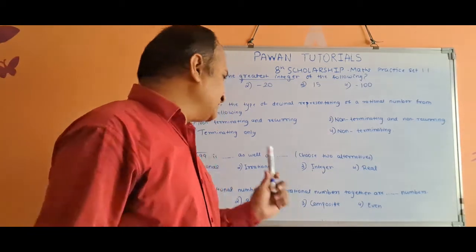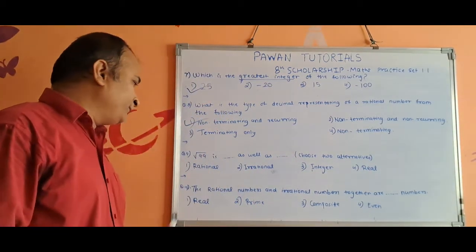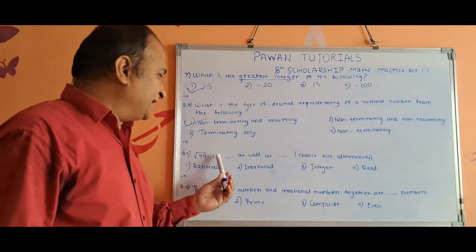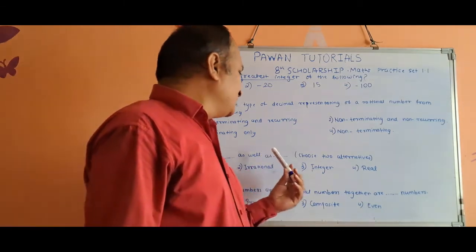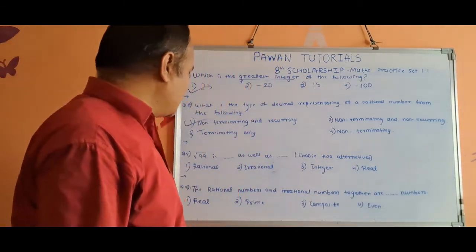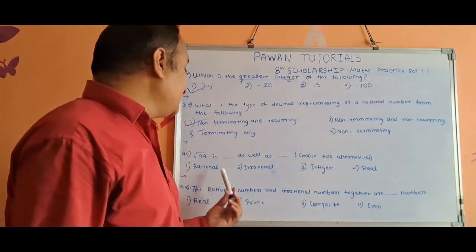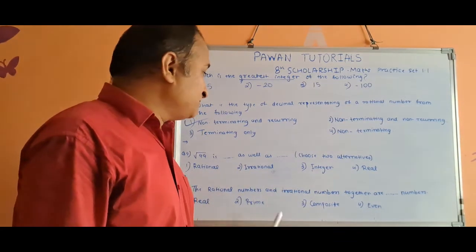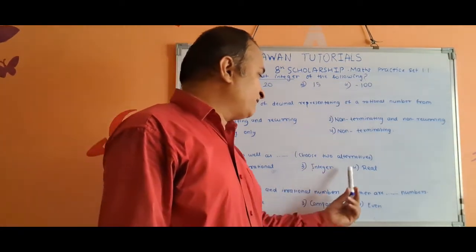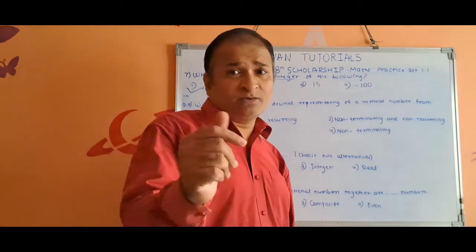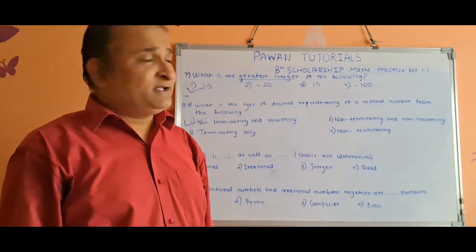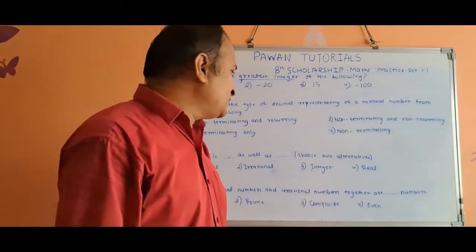Understood, students? Now look at the next question, question number 9. Root 99 is dash as well as dash. Choose from the alternatives. First option is rational number, second is irrational number, third one is integer, and fourth one is real. So what do you think, students? What can be the answer? We have to choose any two alternatives.